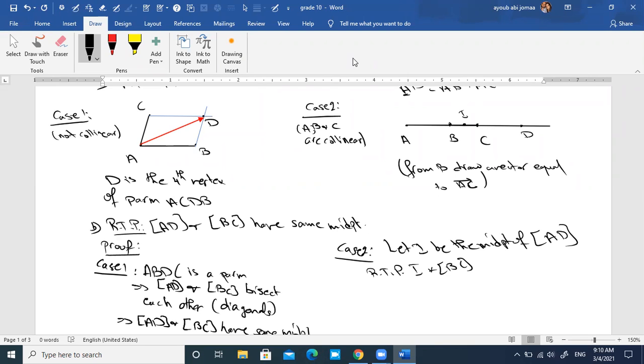Yes, okay. I hear you. AD is equal to AB plus AC. It's given. And AD is equal to AB plus BD. So AC is equal to BD. Let me follow you, just one moment. So AD is equal to AB plus AC.